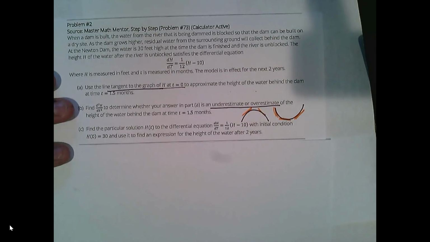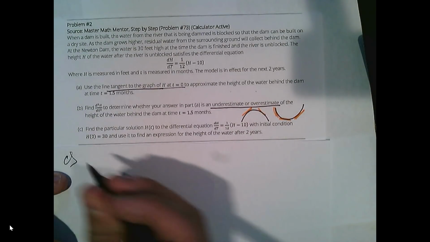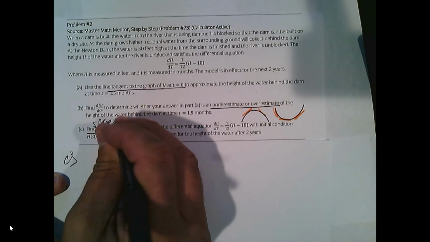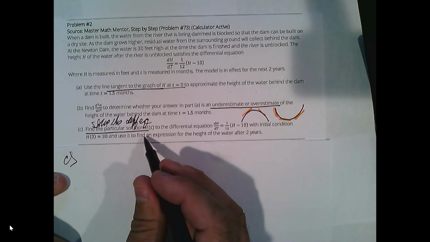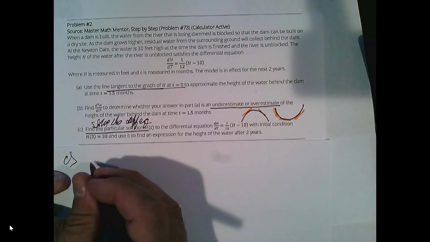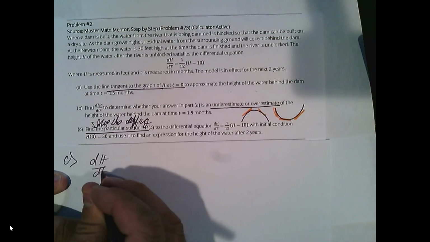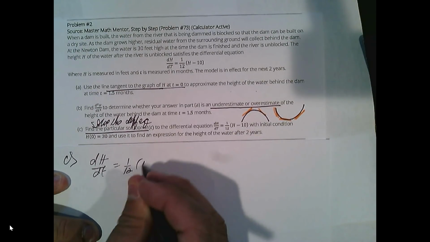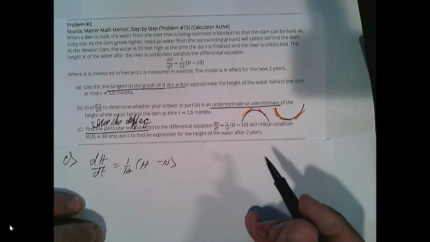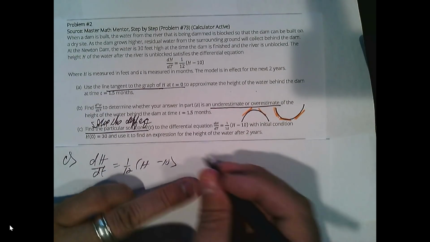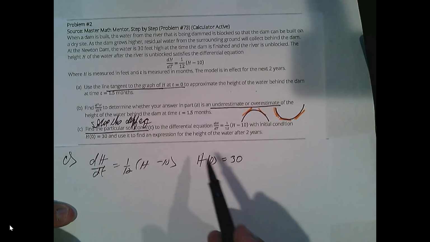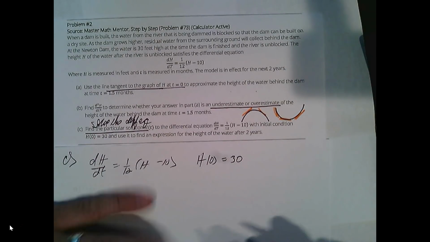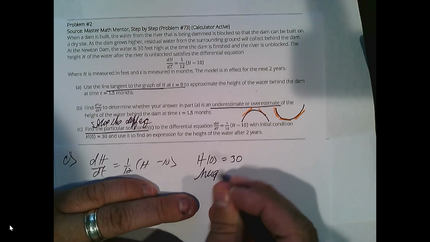All right, part C. Find the particular solution. Solve the differential equation dh/dt equals 1/12 times (h minus 10), with initial condition h(0) equals 30. Then find an expression for the height of the water after 2 years.